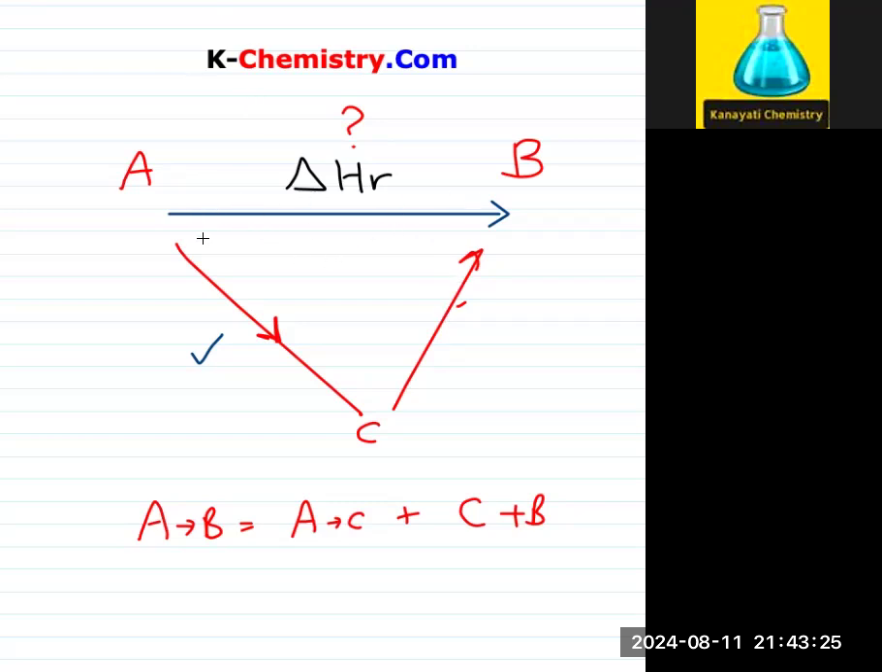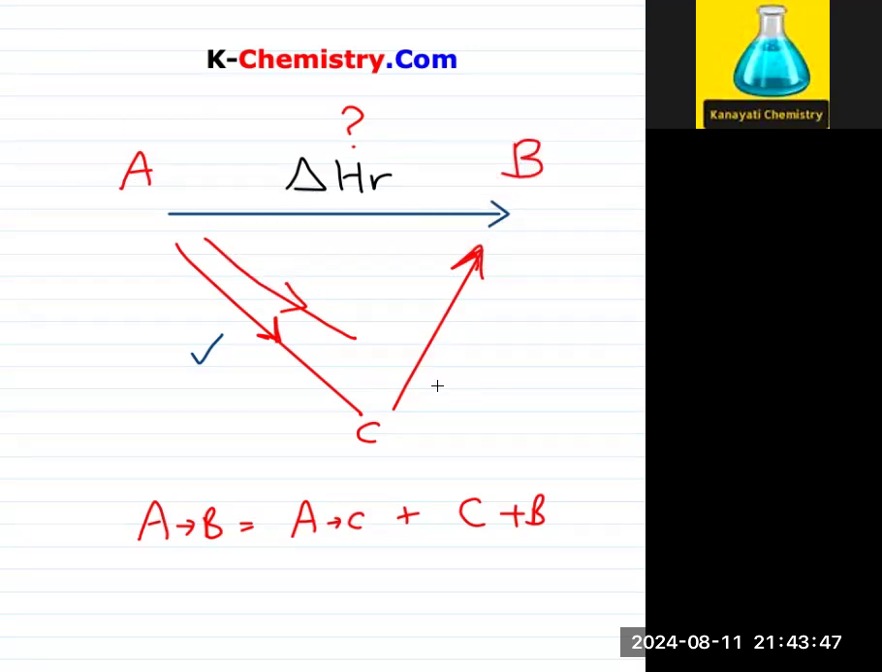If you want delta HR, just add this one in this direction and this to this one, because you are moving like here. We said, like in the Hess cycle, moving from A to B is like moving from A to C, then C to B. It doesn't matter which pathway you are taking. It depends only on the initial reactants and the final products.